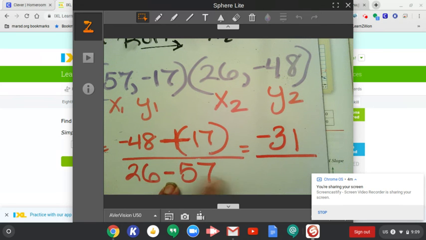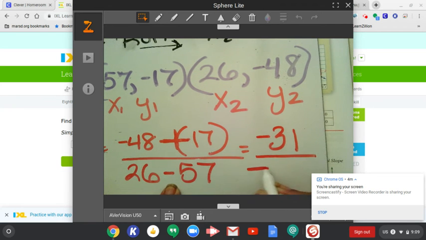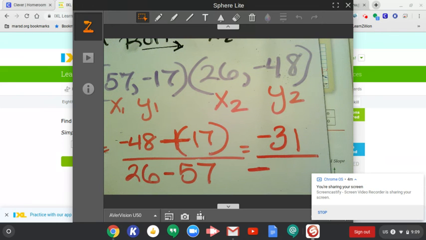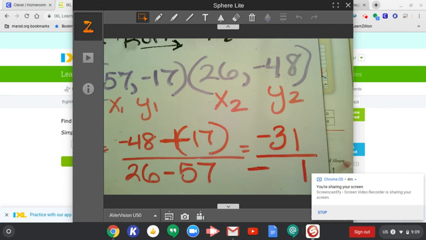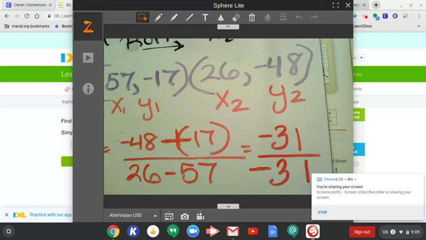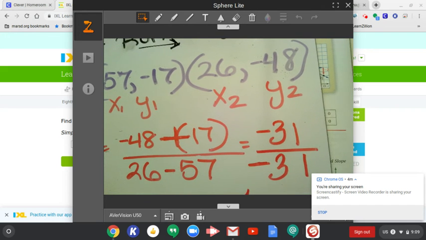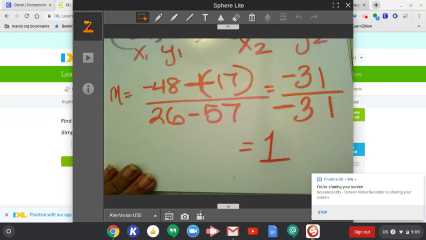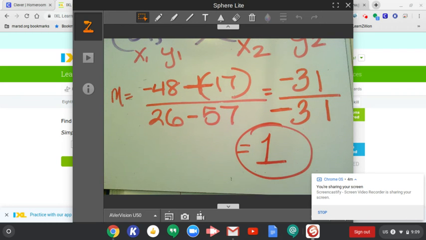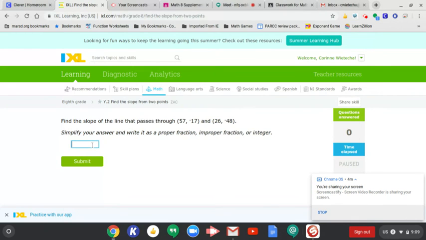And on the bottom, we have 26, but we're taking away 57. So we're taking away more than what we had, so we're going to have another negative. What you want to do is subtract, because they're different signs. This is obviously a positive 26, so you're going to do 57 minus 26. All right, so we have two negatives, which is going to turn it into a positive, and we have the same number over itself, 31 over 31, which gives you 1. So therefore, the slope is going to be 1.